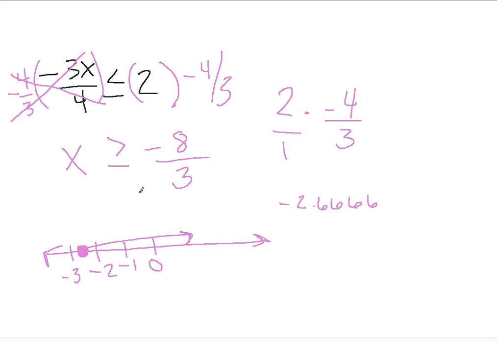And we can always check our answer. So we pick a number that's greater than that. 0 is always an easy number to pick, so I'm going to choose 0. If I plug 0 into my original inequality, the one that's in black, we get negative 3 times 0 divided by 4 is less than or equal to 2. We know that 0 times anything is 0. So is 0 less than or equal to 2? Absolutely. So we know it works.